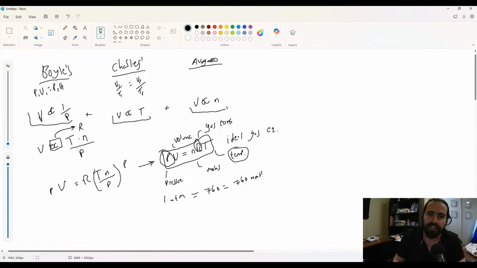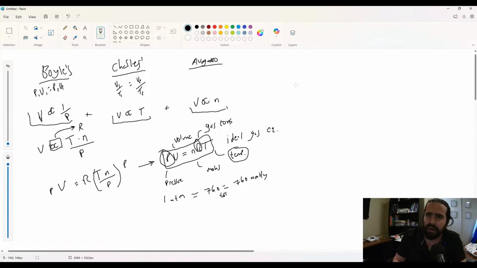Those are very, very different numbers, 1 and 760, right? And so what that means is this number, the proportionality constant, the gas constant, is going to change depending on the type of units that you're using. For the purposes of our discussion, there's really only one important one.